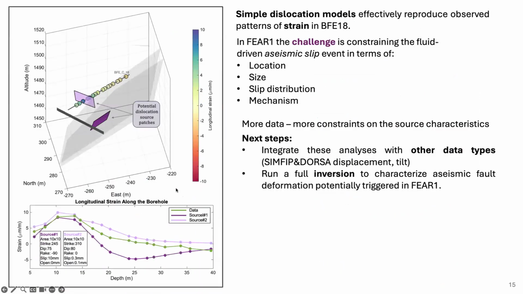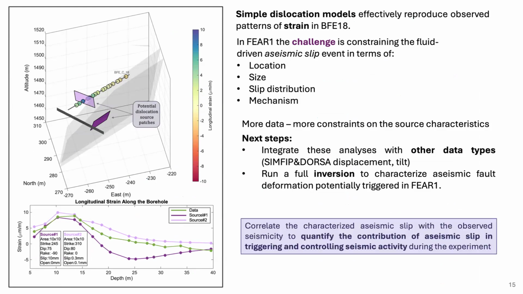Then, of course, when we gather all this data together, we should run a full inversion to characterize this aseismic slip deformation that we potentially triggered during the experiment. And finally, we would like to correlate the characterized aseismic slip with the observed seismicity, to understand whether or not the triggered slip might have promoted or prevented seismicity during the whole experiment.